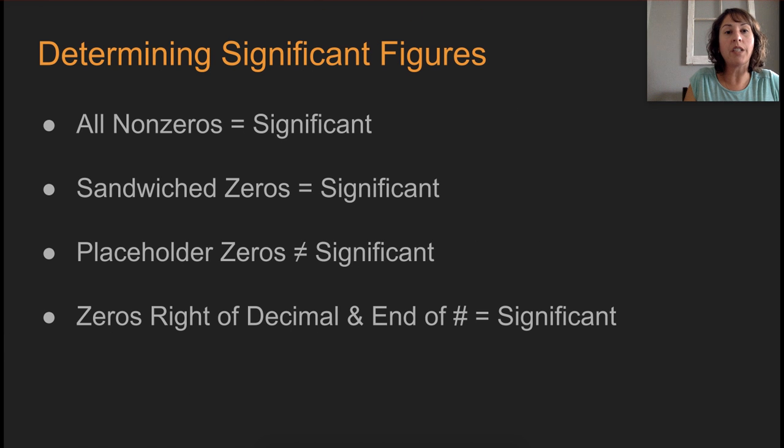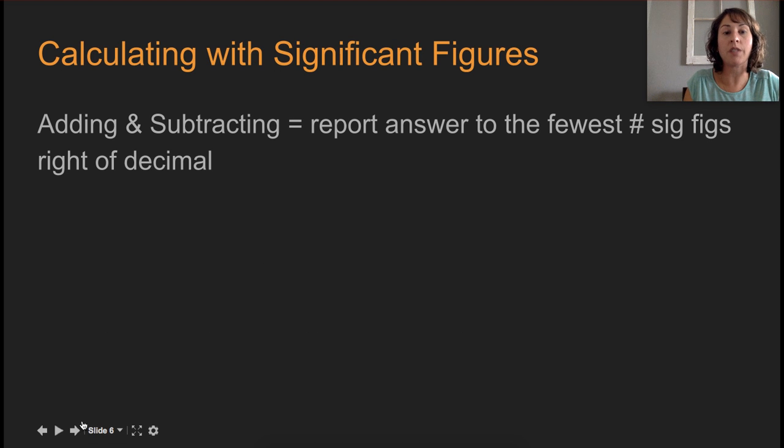So once we can determine them, that's kind of the first thing. And then what we need to be able to do is calculate values and report our answers to the proper significant digits. And so here is the rule for adding and subtracting. When you add or subtract, you report your answer to the fewest number of sig figs right of the decimal. I'm not going to go into why we do that necessarily, but if you have questions about that, feel free to ask. So I'm going to do an addition one first.